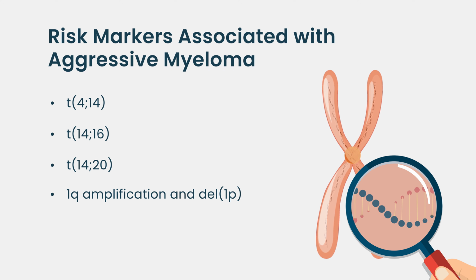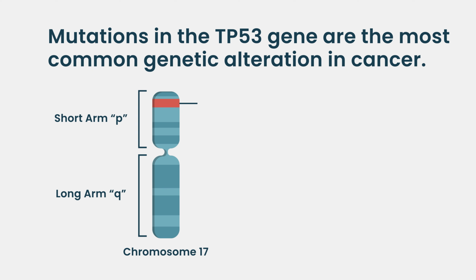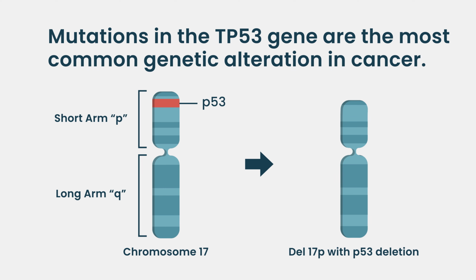And last but not least, and very important, the abnormalities of chromosome 17. There's a gene there called p53, which is called the guardian of the genome. So if that gene is gone, then the cells can mutate more. So those are things that we look for very carefully as we do this risk stratification.